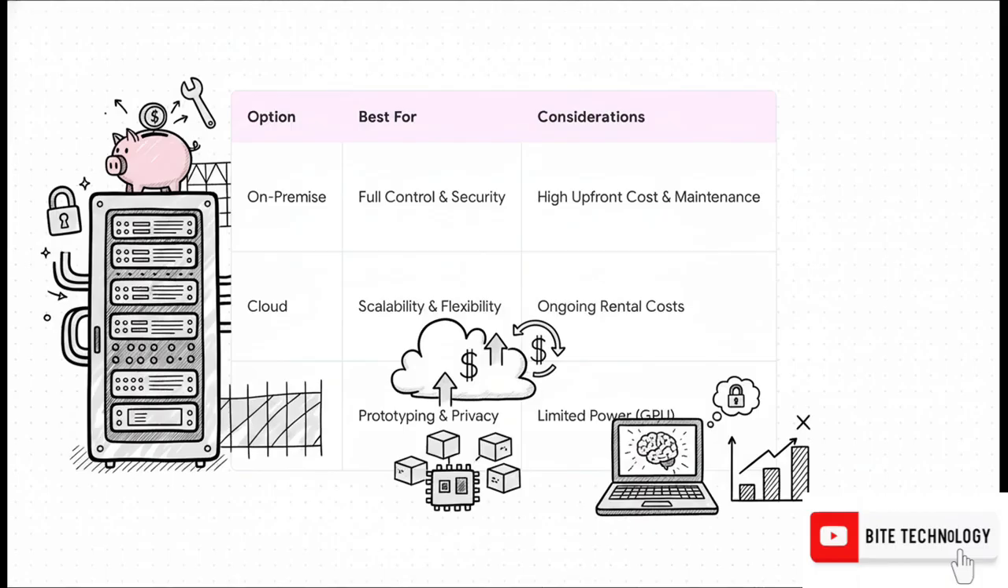And you've got 3 main choices here. You can go on-premise, where you buy and manage all the servers yourself. It gives you total control, but it costs a lot up front. Or you can use the cloud, basically renting that power, which is super flexible and lets you scale up or down. Or especially for early prototypes, you can just run it locally on your own machine. It's great for privacy, but you're probably going to be limited by your laptop's power.